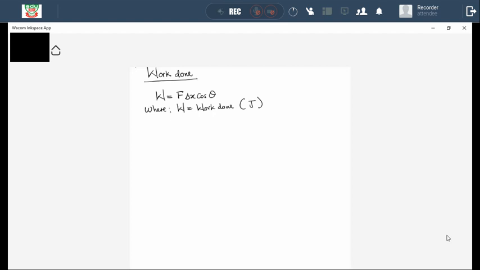And what is our F according to the formula? This is the force acting on the object. The force is always measured in newtons. And then we have our delta x. This is the displacement. How far did the object move? Our displacement is supposed to be in meters.